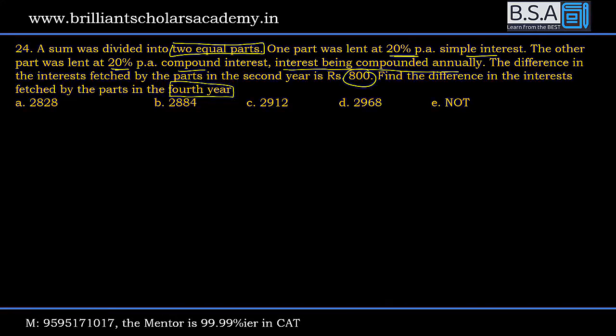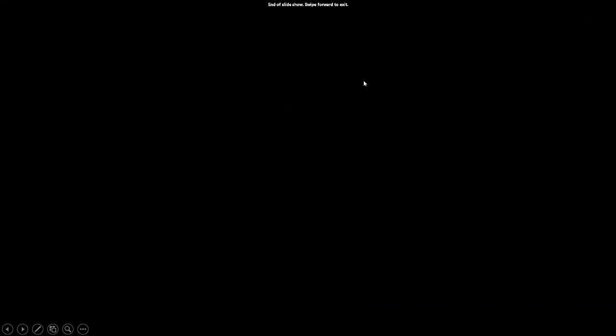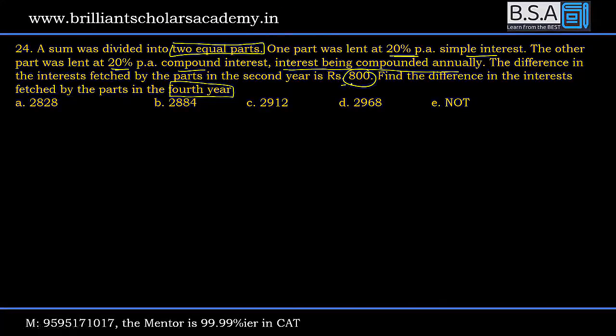So you need to understand 800 rupees is the difference in second year. Do you remember the simple interest and compound interest value is same for the first year? What happens in second year is this is increased by R percentage. What is R percentage? 20%. So what you are saying is जो पहले साल का interest है X, the 20% value of that is 800.